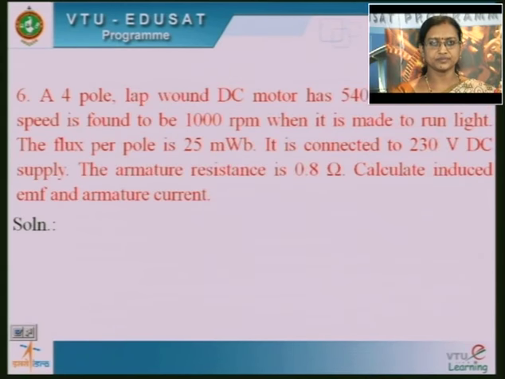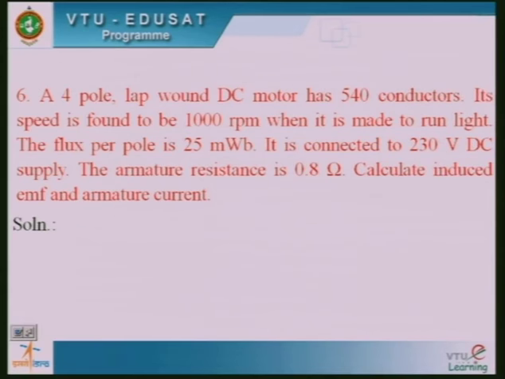Now, even without it being mentioned, we can analyze the motor circuit to see what type of motor it is. Next, in this problem also they did not mention which type of motor it is. It is a 4 pole lap wound DC motor, it has 540 conductors, and its speed is found to be 1000 RPM when it is made to run light. See here, we have a new word, running light. Running light means it is going to run at no load.